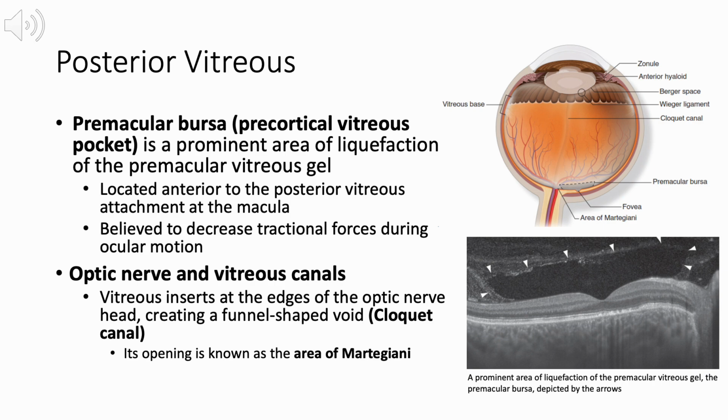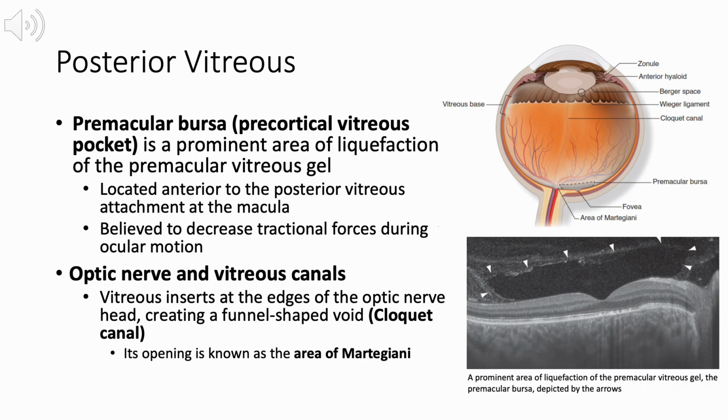The premacular bursa is labeled anterior to the macula, demonstrating its position relative to the fovea and posterior vitreous attachments. The Cloquet canal is shown coursing through the central vitreous toward the optic nerve head, where the area of Martegiani is labeled. The lower image is an OCT scan of the macular region.